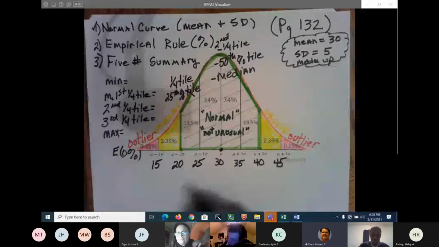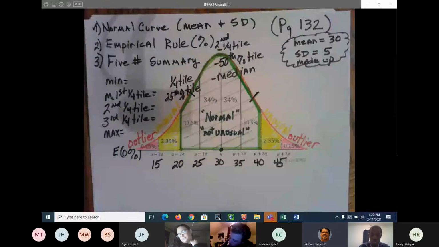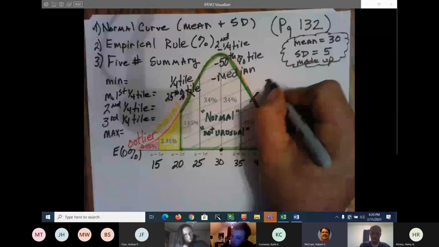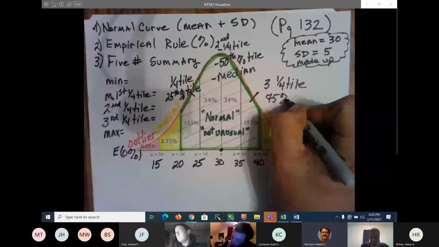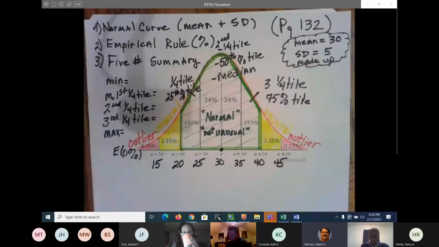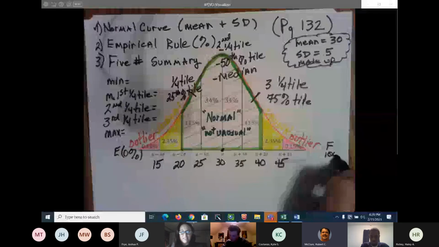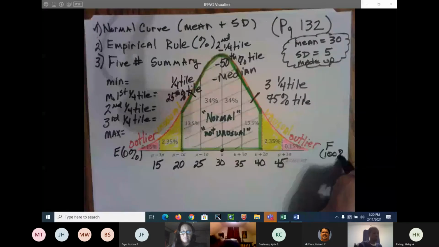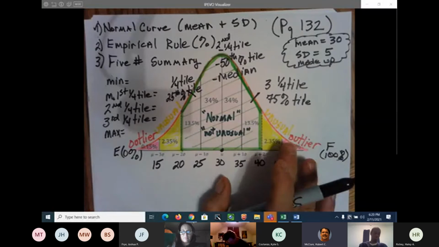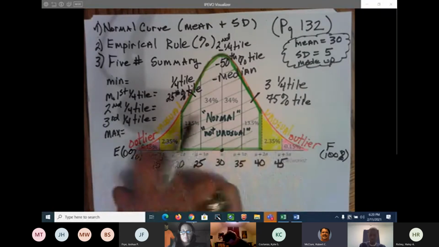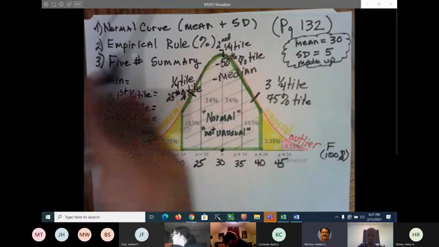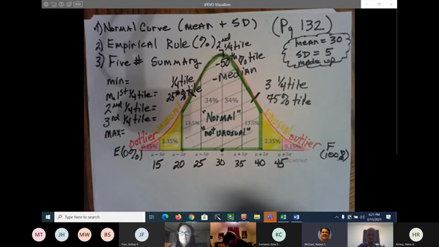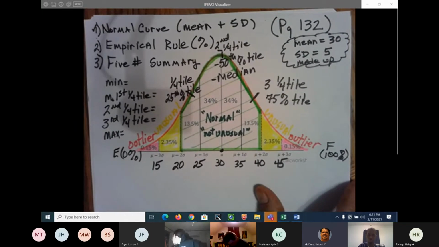And then what's over here? Three-quarters, which would be the third quartile, or the 75th percentile. And over here would be full, which is 100%. Now, that's just a graphic representation. I'm not going to test you on putting the quartile here, 50th percentile here, but I'm showing you what it means. Now, let's go to a problem and do all of this.